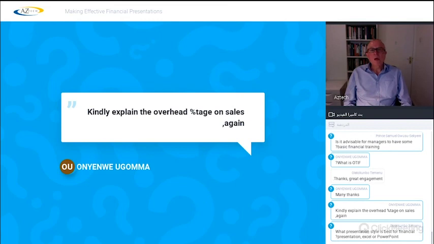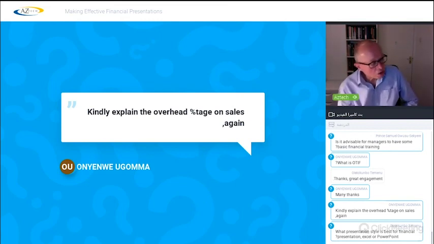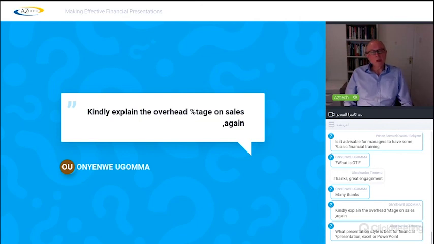Kindly explain the overhead percentage on sales. Okay, one of the things that's always useful when we're comparing one year with another, rather than looking at absolute numbers that change from year to year, is relative measures, which are always much more useful. So overhead percentage on sales, like gross margin on sales, is a good thing to compare. And overhead percentage on sales is calculated by taking the total overhead cost for the period and expressing it as a percentage of the sales for the same period.